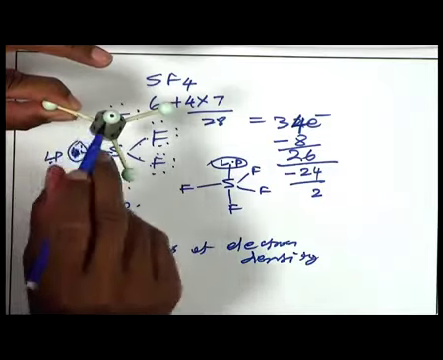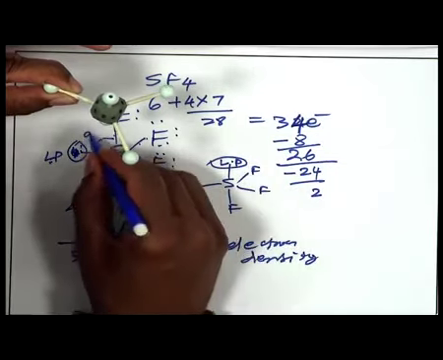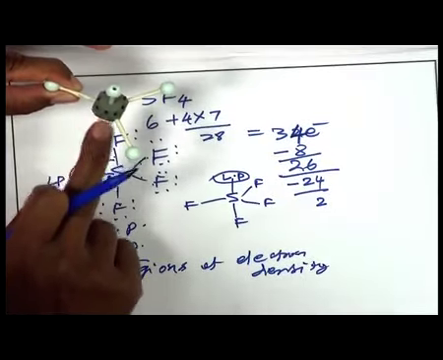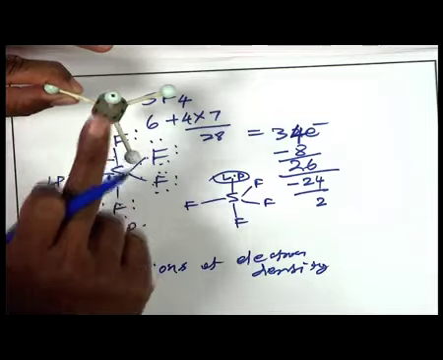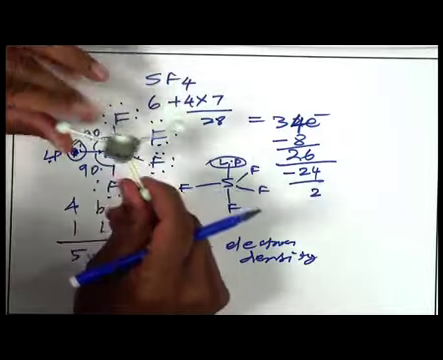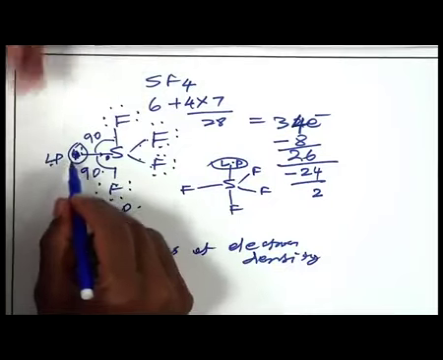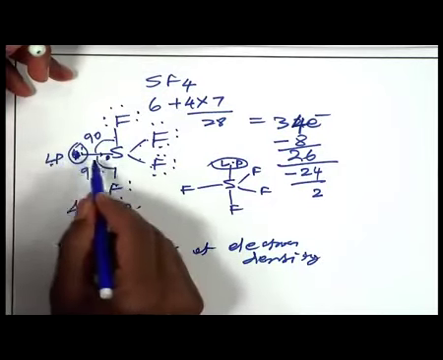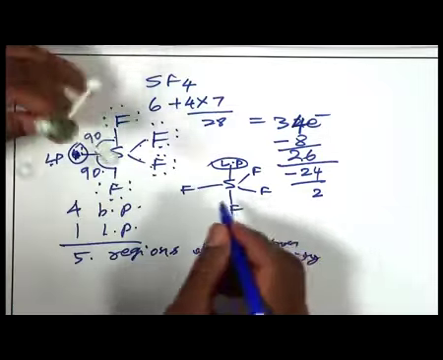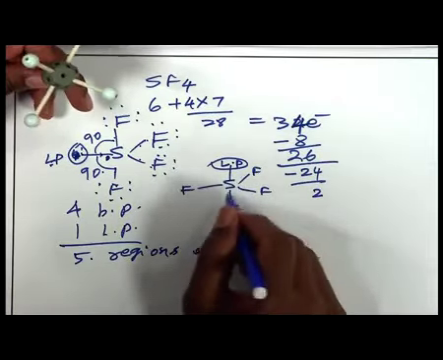So the angle between here and here is 90 degrees. Similarly, this lone pair is repelled by this bonding electron pair, because there is a fluorine. So there is another 90 degrees. If you have a structure where the lone pair is occupying the equatorial position, then you will have two 90 degree repulsions. Let us see how many 90 degree repulsions are present in the other structure.